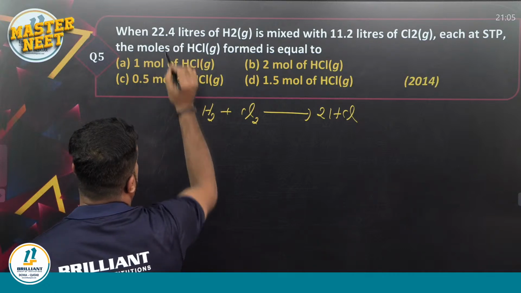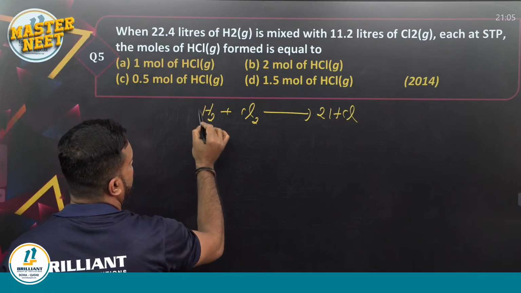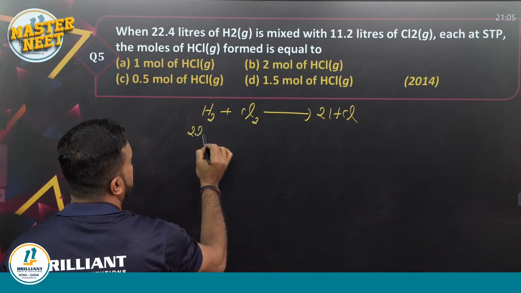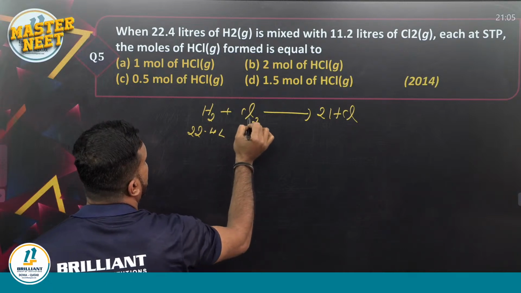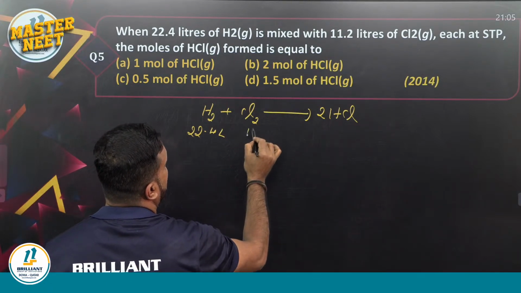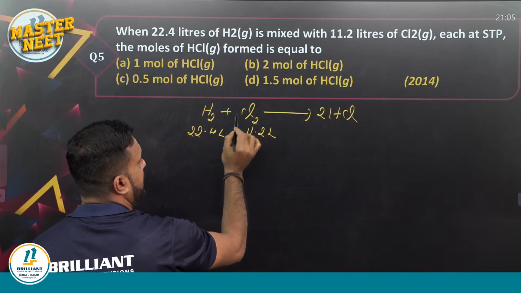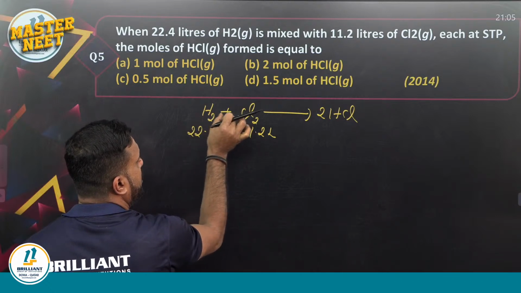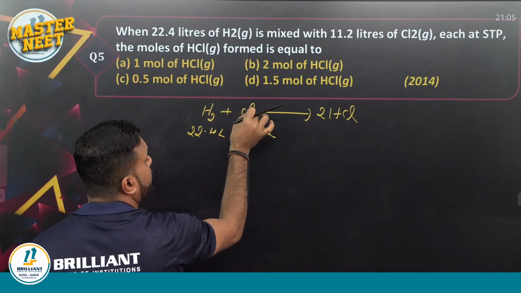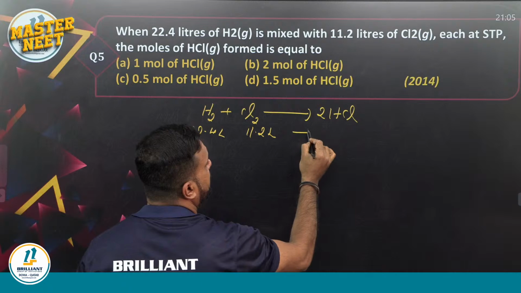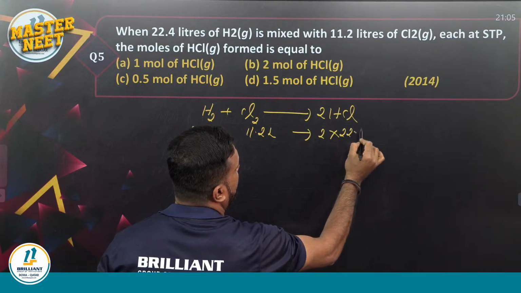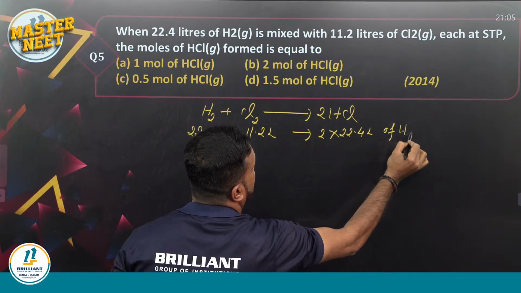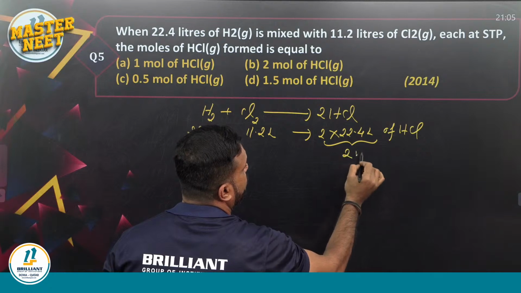So they are giving the volume 22.4. Here it is 1 mole. 1 mole is equal to 22.4 liter, no doubt. Then Cl2 they are telling 11.2 liter. But according to the balanced equation, 22.4 liter of hydrogen requires 22.4 liter of chlorine. Then you will get 2 into 22.4 liter of HCl, or in moles, 2 moles.